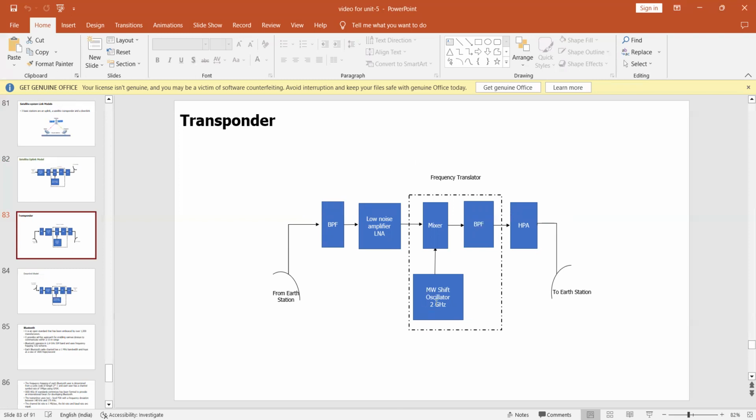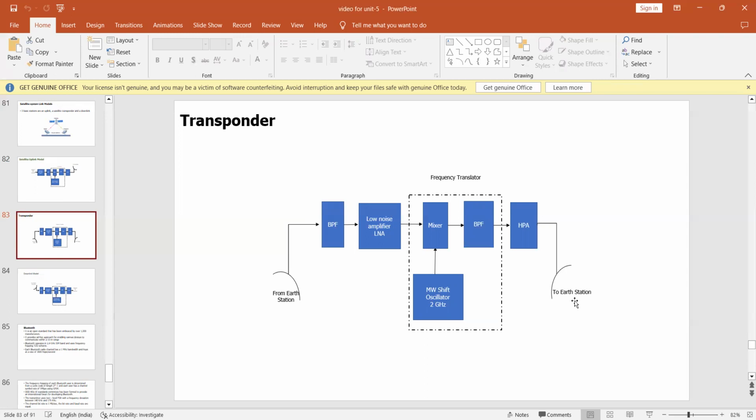In the transponder unit, it receives the signal from the earth station, and it again undergoes a band pass filter, so the unwanted noises are eliminated. Then the low noise amplifier increases the amplification of the received signals by eliminating the noise. And then here the mixer acts as a subtractor. It will subtract the RF signals and send the intermediate frequency signals into a band pass filter. Then again a high power amplifier will amplify the signals and send them to the earth station.